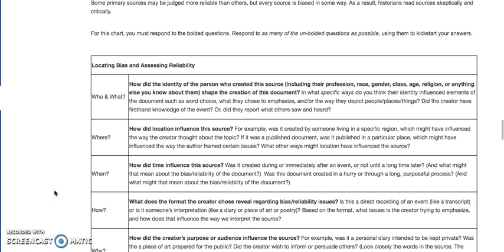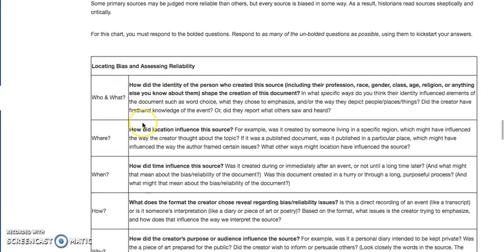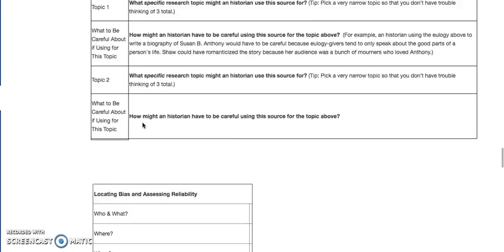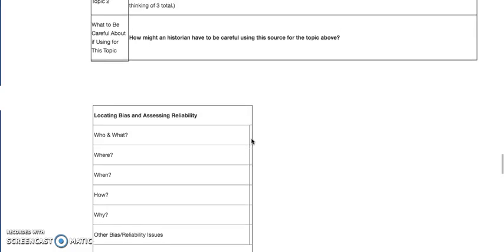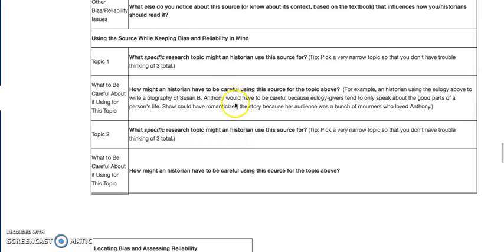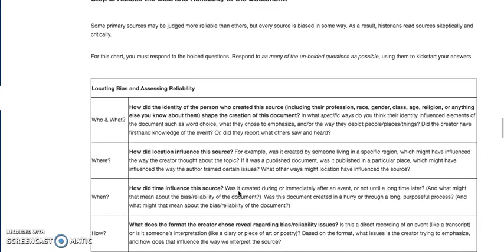Basically, what you have here is a chart that asks you some specific questions about the source. And in your groups, here's a blank version of that chart, which you can copy and paste. As you type into these spaces, they will expand. You'll essentially be answering the questions from this chart up here into a blank copy of it on your own. So that's what you're doing for step 2.